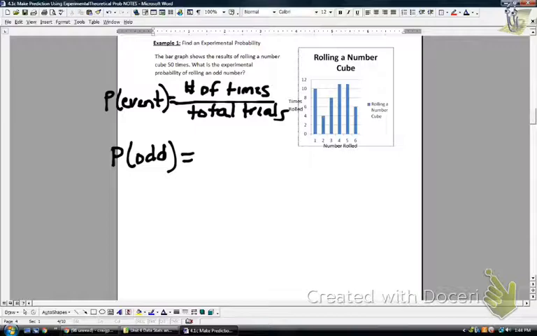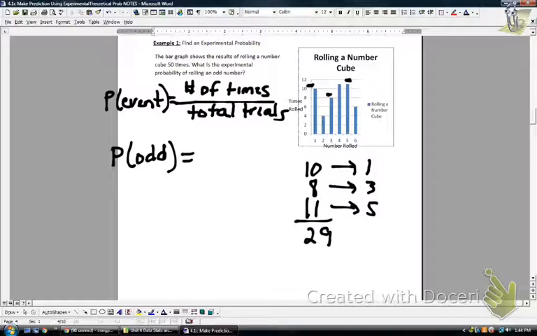So what I'm going to do then is look at an odd number. I rolled a 1 10 times, I rolled a 3 8 times, and I rolled a 5 11 times. So this is 1, this is 3, and this is 5. And I got these numbers from my chart, my bar graph. So 10, 8, and 11, I'm going to add that up and I get 29. So it occurred 29 times out of 50. It's given in my problem.